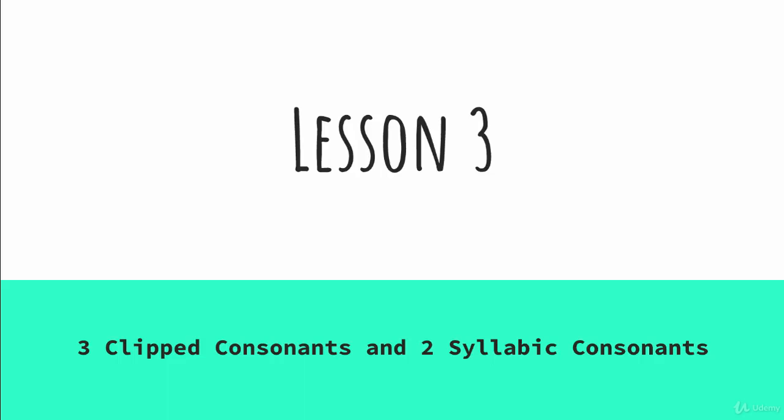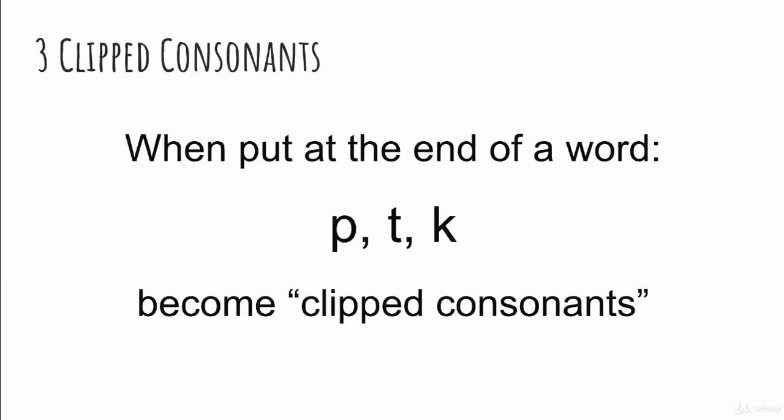Today we're gonna start lesson 3, where I'll talk about the 3 clipped consonants and the 2 syllabic consonants. So you might recognize these 3 consonants from the last lesson. The P should be pronounced as P, the T should be pronounced as T, and the K should be pronounced as K. However, when they are put at the end of a word, P, T, and K, they become clipped consonants. So what do I mean by clipped consonants? Let me show you an example.